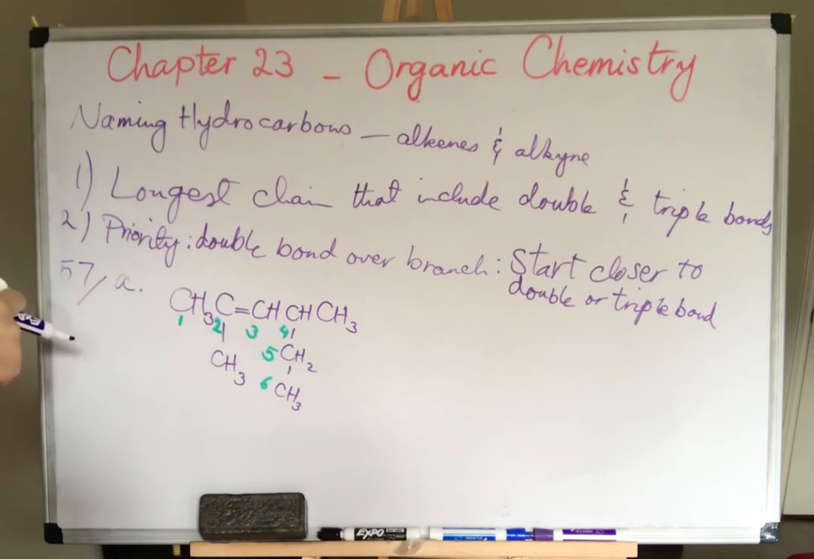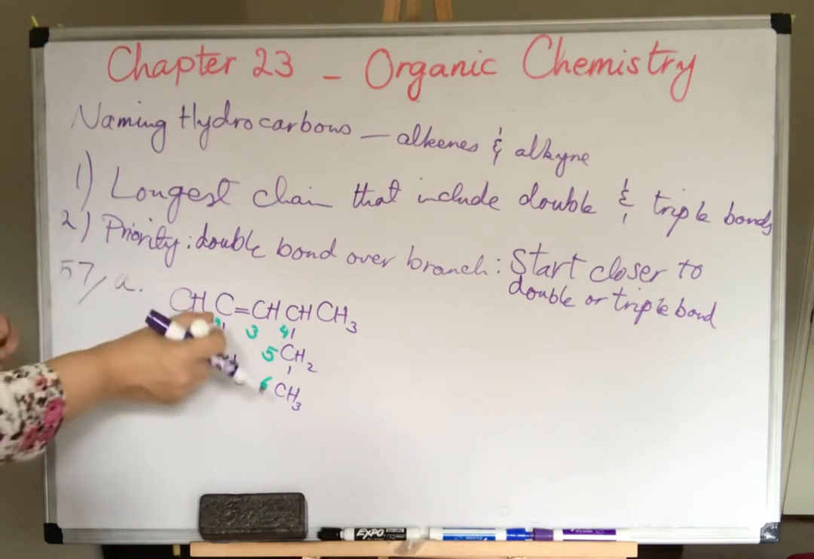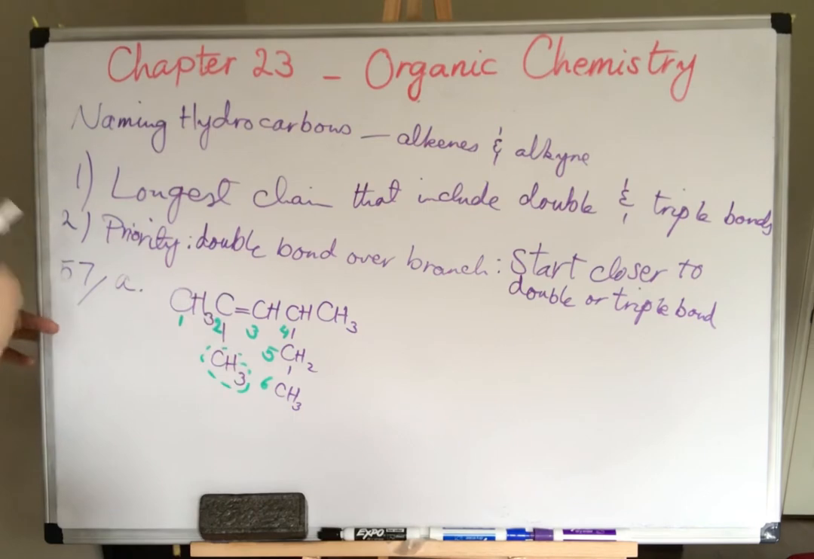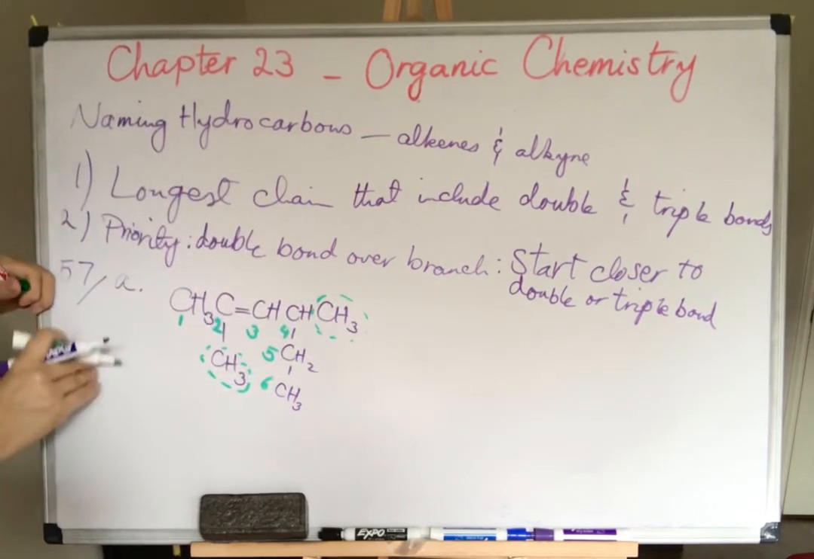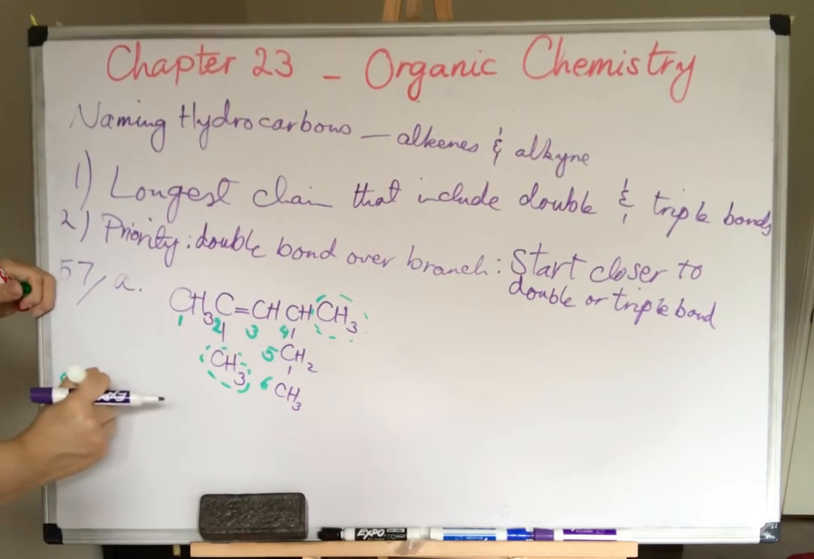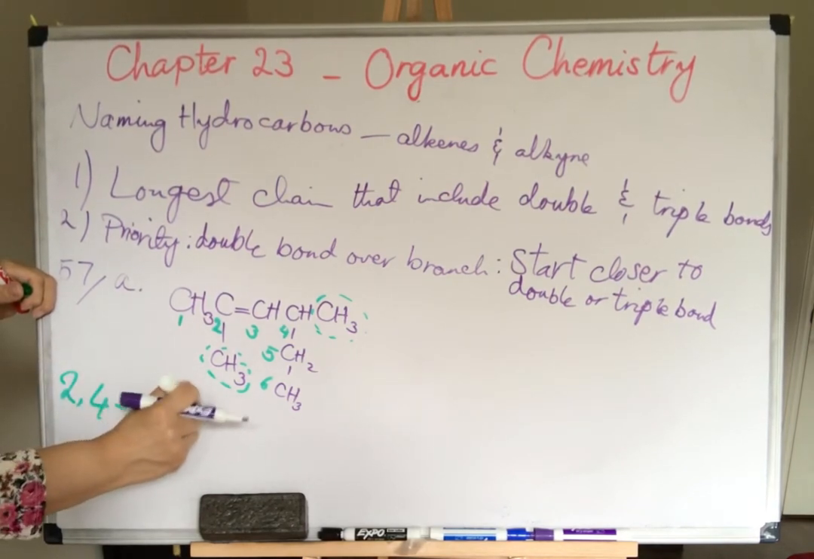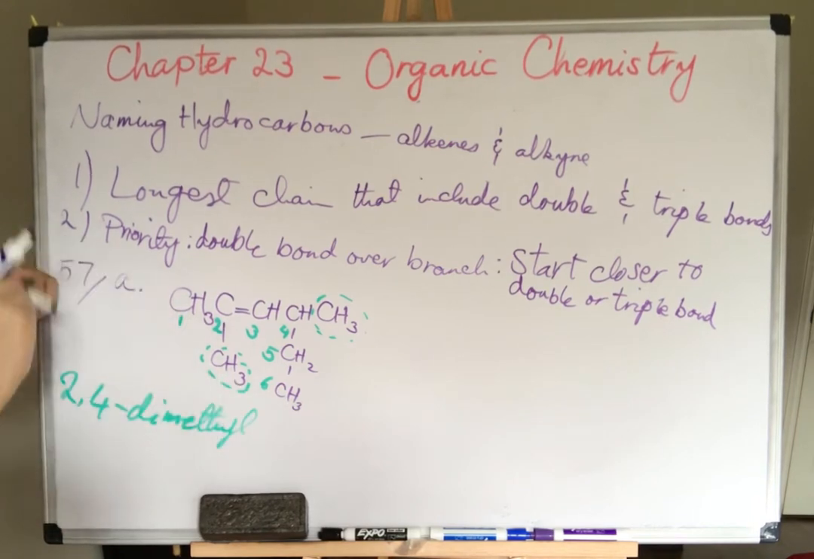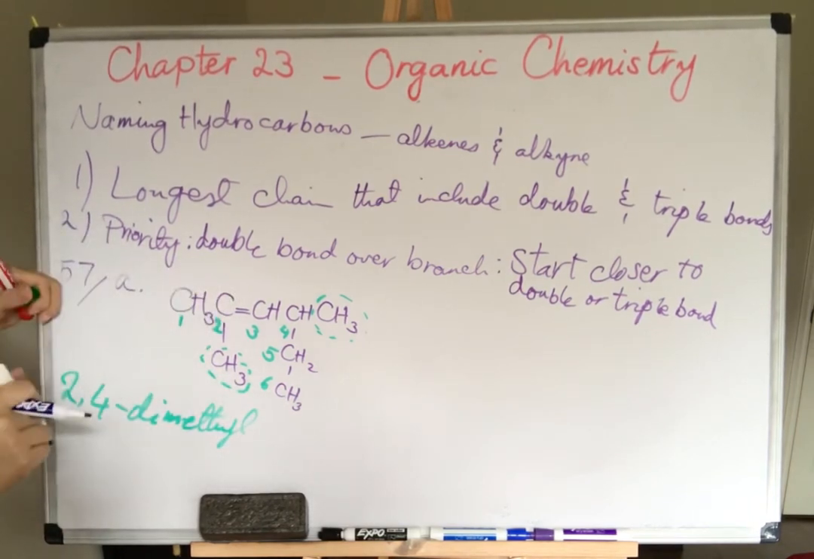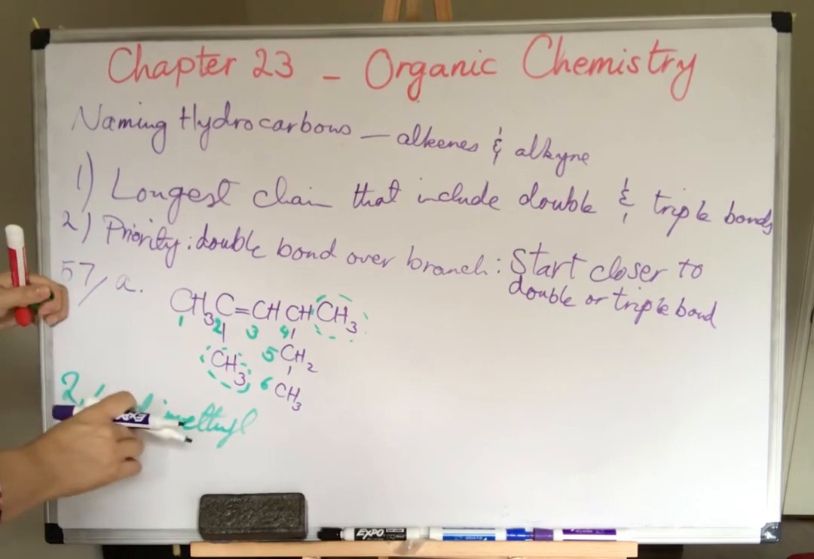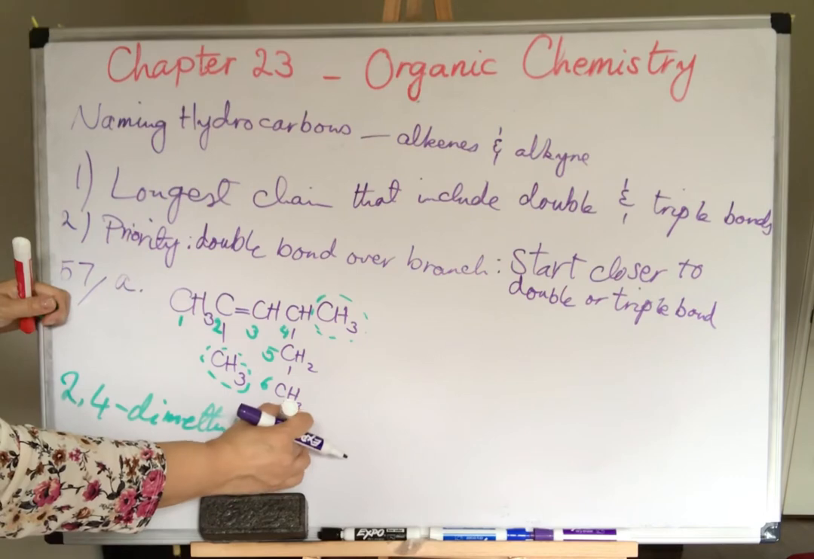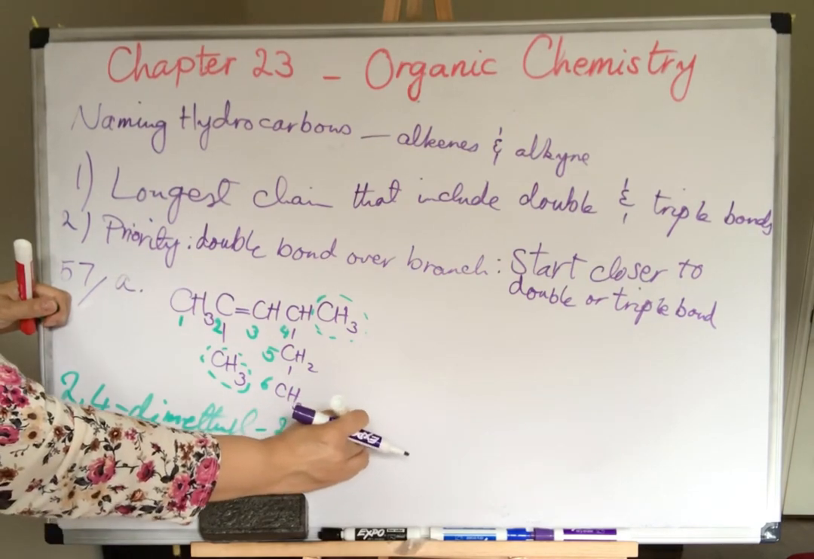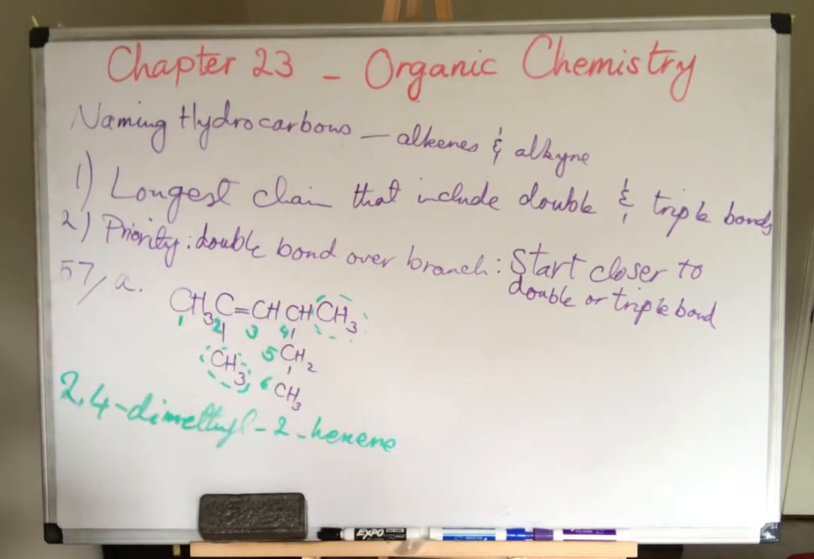Now let's name the branches first. What are your branches? A methyl group on the second and also a methyl group on the fourth. So you would say 2 and 4 dimethyl. Okay, and where is the location of the double bond? You have it on the second one, 2-hexene, right? 2 and 4 dimethyl, 2-hexene.